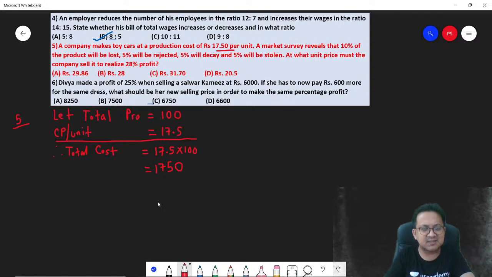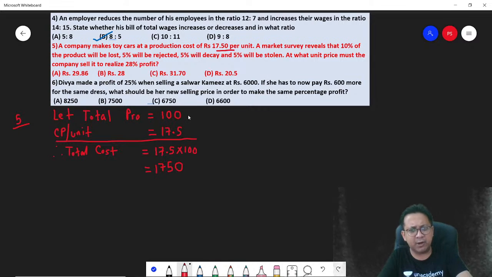I hope this is clear. Where did this 100 come from? I just assumed it. You can assume some other number, not a problem. You will get the same answer. I just assumed 100 because 100 is easy to calculate.